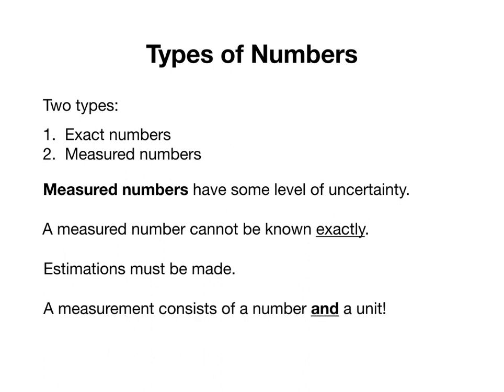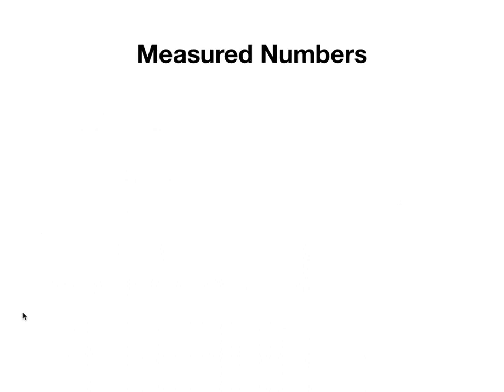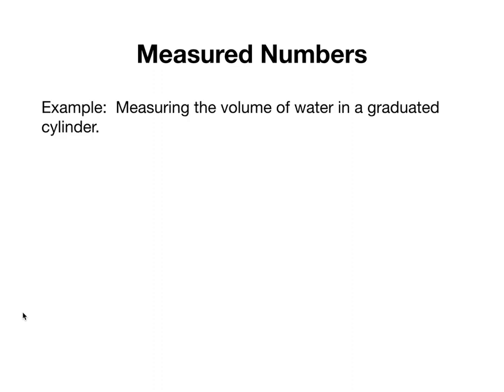One very important thing that we need to remember, especially in lab, when we start making measurements: a measurement consists of two things, a number and a unit. We never want to write down a number without a unit. So it's going to be very important to include numbers and units in our measurements.